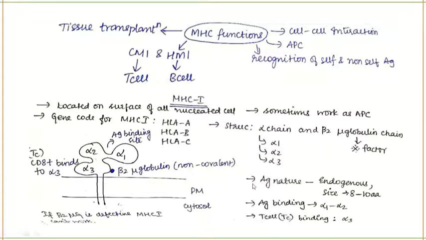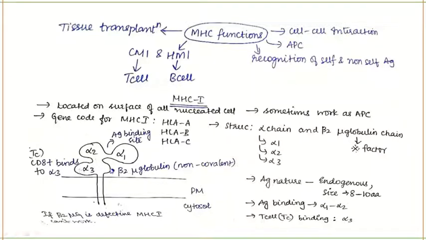So the antigen that will be presented by MHC1 will be endogenous in nature and its size will be 8 to 10 amino acids. The antigen binding site in MHC1 molecule is this. Between alpha 1 and alpha 2 is the antigen binding site, and for the T cell recognition to bind to the TC cells, alpha 3 site. So this is the site where it will bind to the TC cells which will have CD8 plus receptor that will bind to alpha 3 subunit.